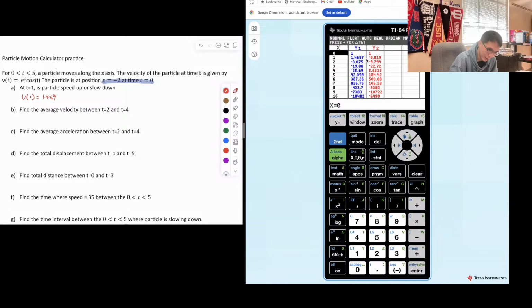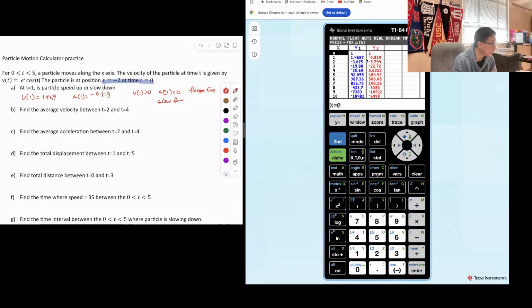1.469 and a of 1 is equal to -0.819. You have to provide the evidence of what they are. And then if you want to justify whether they are slowing down or speeding up, you have to say v of 1 is greater than 0, a of 1 is less than 0, therefore slowing down. And that's all you have to write. You don't have to write a lot.